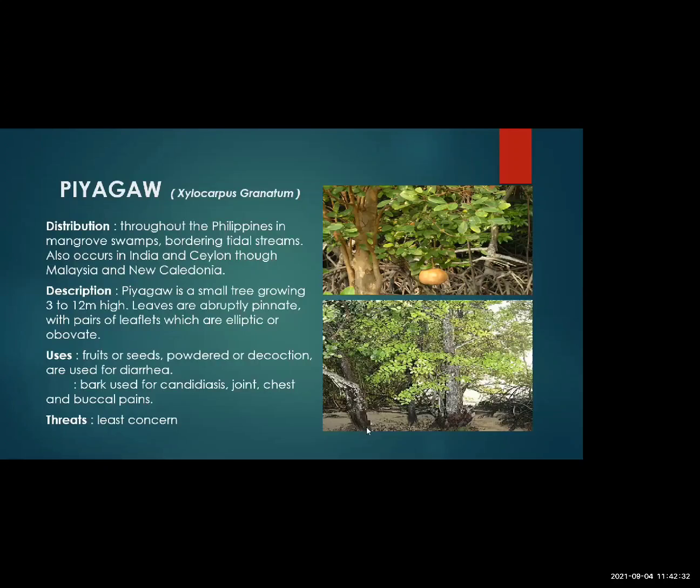Piagaw is a small tree growing 3 to 12 meters. Leaves are arabically pinnate with pairs of leaflets, which are elliptic or obovate, 8 to 18 centimeters long, 4 to 8 centimeters wide, with pointed base and rounded tip. And the piagaw uses.